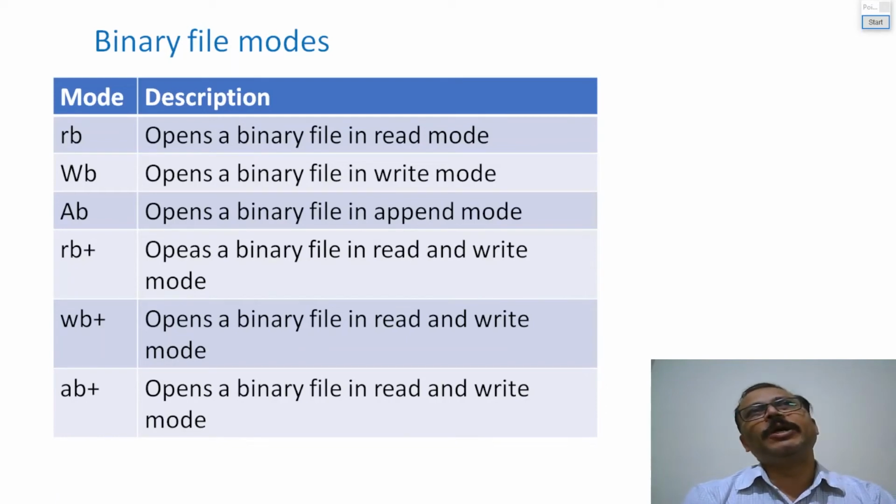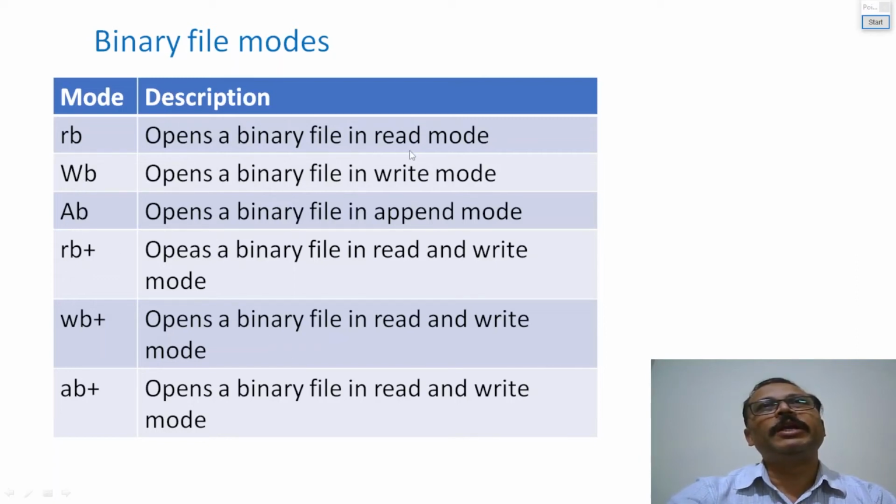Similar is the case with the binary file. To indicate that the file is binary, you can see they are terminated with b. You can use capital or small letters, but it's better you restrict yourself to small letters only. It is w and a also.